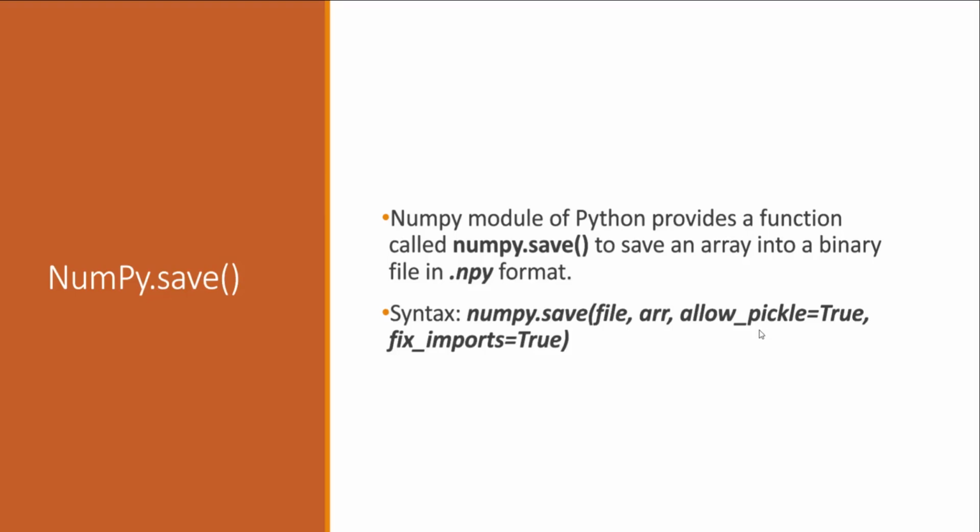The next one is allow pickle. This parameter helps the user allow the saving of objects into the pickle, and by default it takes the true value. The last parameter is fix imports. By default it takes the true value, and if the value is true, then the pickle maps the new Python names.